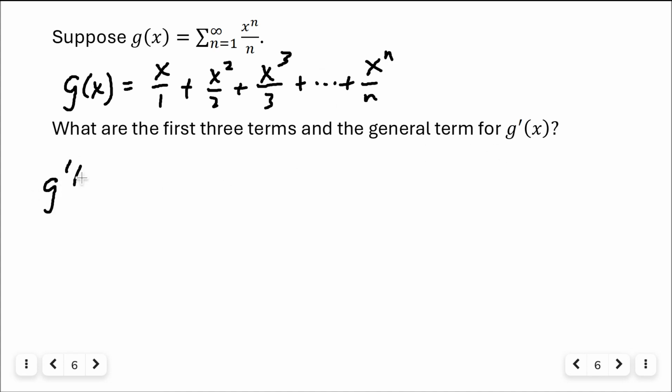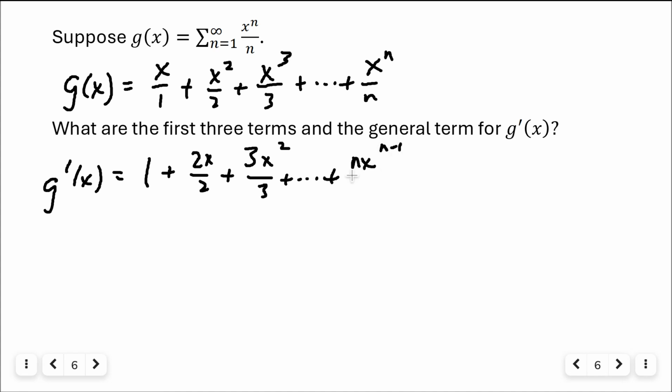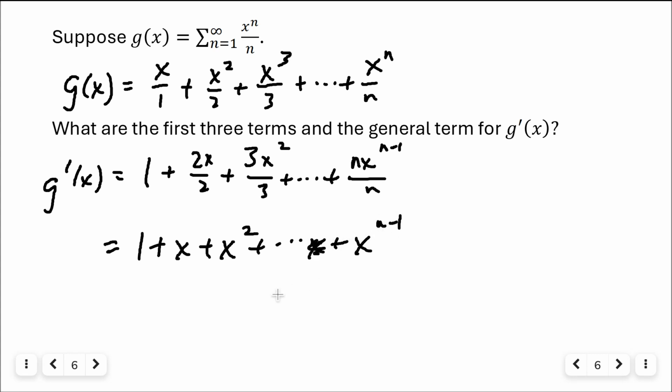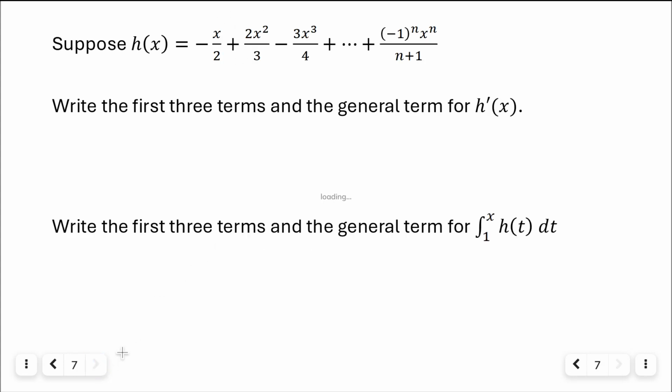For g prime, I'm going to have to derive this. Derivative of x is 1. Derivative of x squared over 2 is 2x over 2. Then 3x squared over 3. And then n x to the n minus 1 over n. So that's 1 plus x plus x squared plus x to the n minus 1. Those are the first 3 terms and the general term for the derivative of this series g. Okay? So hopefully we're getting the hang of this.